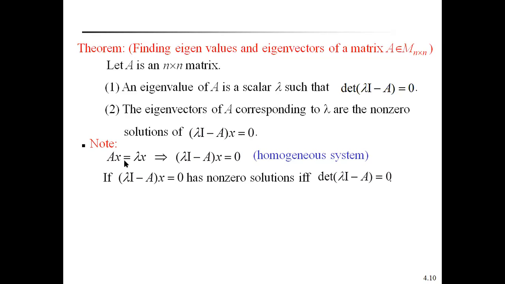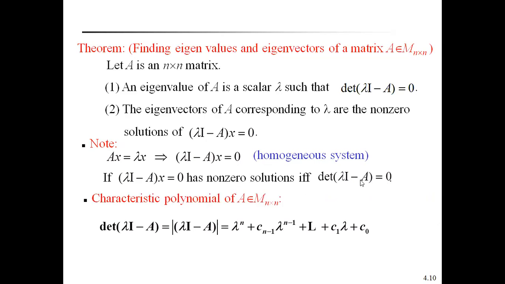See here, Ax is equal to lambda x. Therefore, by subtracting, (lambda I minus A) x equal to 0, or we can write (A minus lambda I) x equal to 0. This is called a homogeneous system, because the right side is the 0 matrix. (Lambda I minus A) x equal to 0 has non-zero solutions if and only if det of (lambda I minus A) equal to 0.